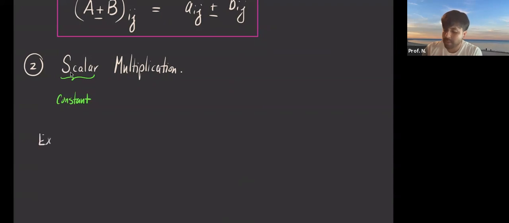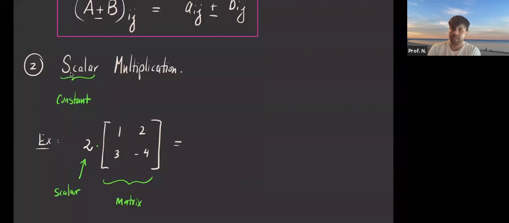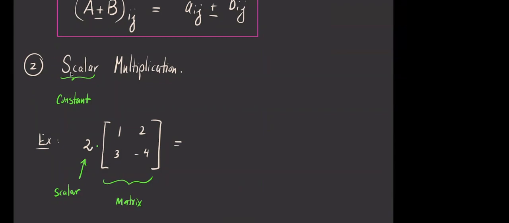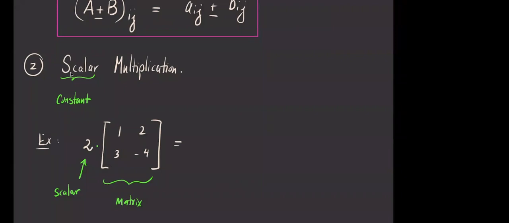So what's an example of that? What if I have 2 and I want to multiply it by 1, 2, 3, -4? So what is this? This is a matrix being multiplied by a scalar or a constant. So what do you think we're going to do here? Multiply all the indices by 2. Right. How did you know that? I'm just looking at it like, since it's in front of it, I guess you would just multiply each number, like we did before with the adding. I'd assume that we would just multiply with that number.